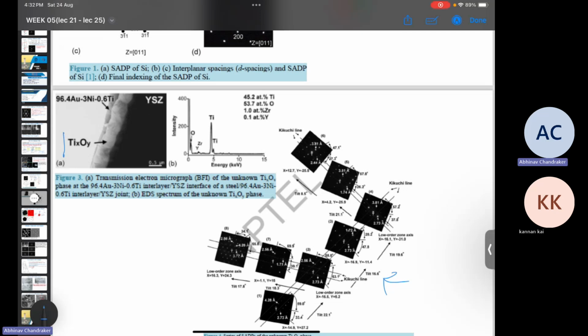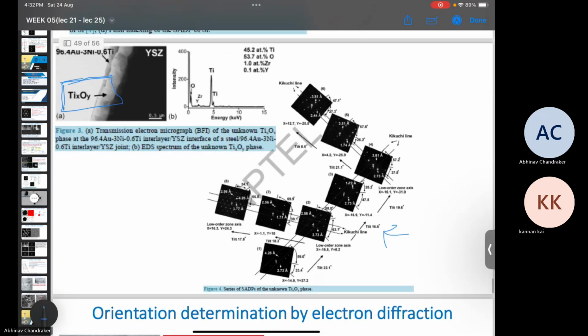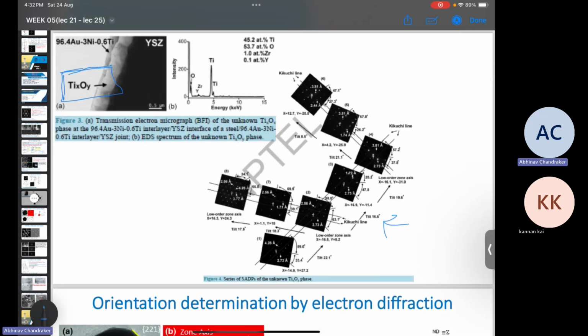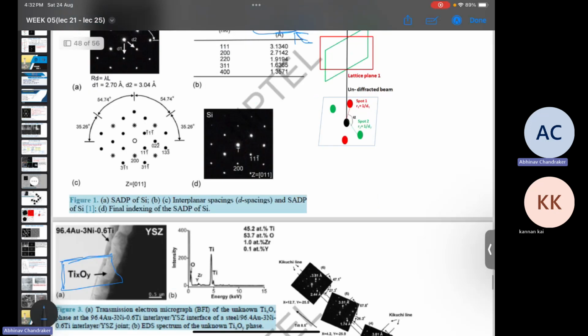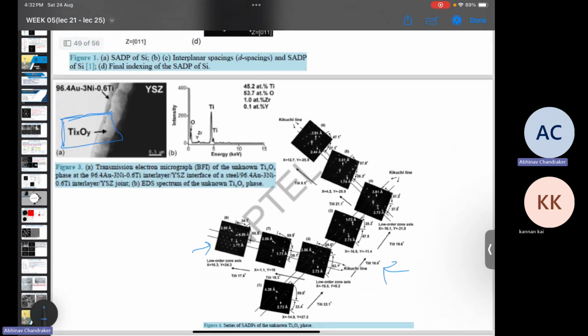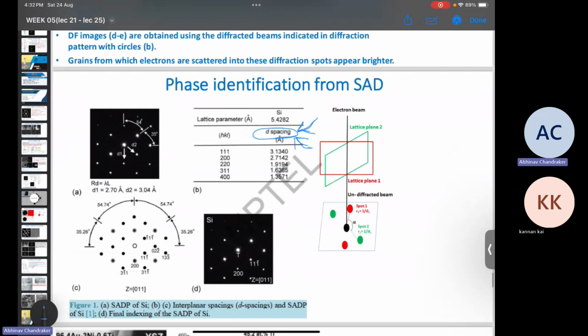So here you have this layer of TixOy in this material, and we want to know what is the composition of it. So by capturing the image at different angles, at different orientations of the crystal, we can make this kind of a map from which we can get information related to the structure of this TixOy phase, as well as the spacing.